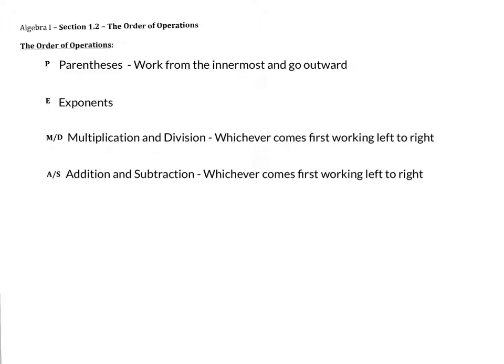So many of you remember the order of operations by the phrase, "Please excuse my dear Aunt Sally," where the first letter of each word is your clue on what order to do them. So the P in please is for parentheses. The E in excuse is for exponents. The M and D in my dear are for multiplication and division, and the A and the S in Aunt Sally are for the addition and subtraction. Or some of you remember the order of operations by using PEMDAS. So PEMDAS is another way to remember it.